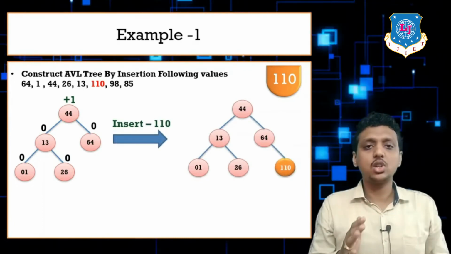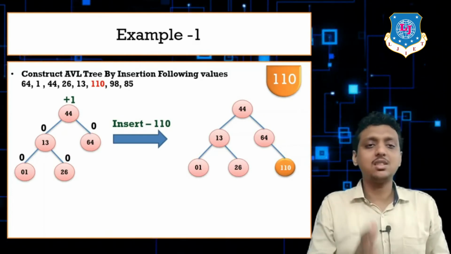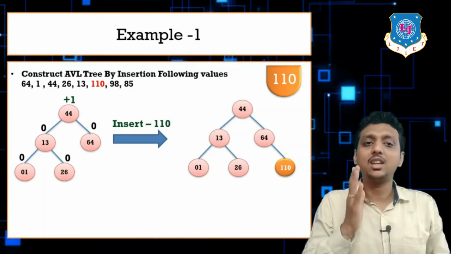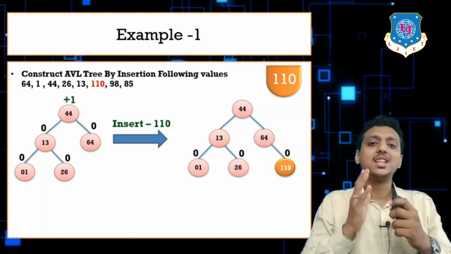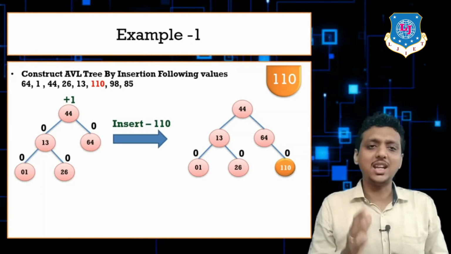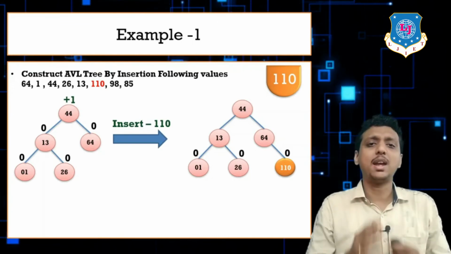After insertion, don't take time, just write the balancing factors. I'm writing balancing factor 0 on all leaf nodes. Then 64 contains one child on the right side, that's why 64 contains -1.